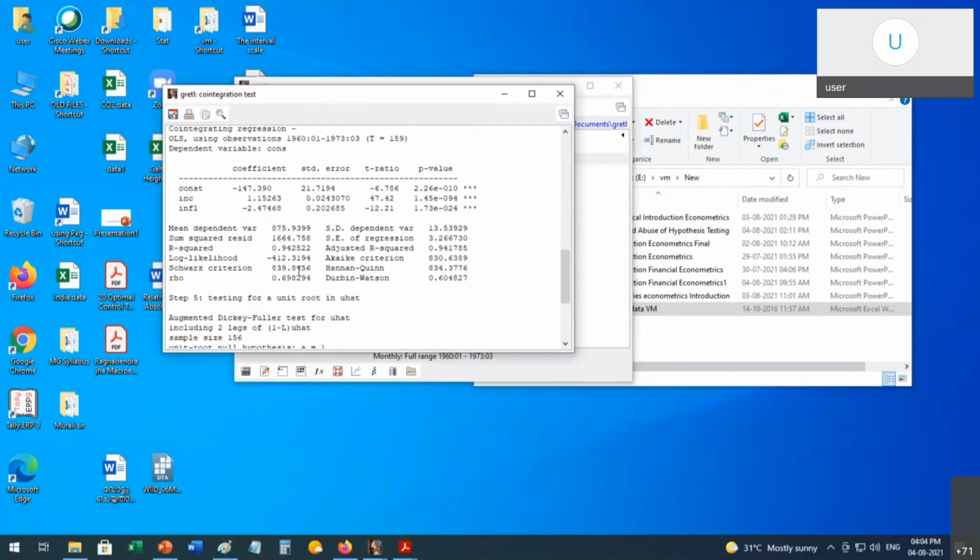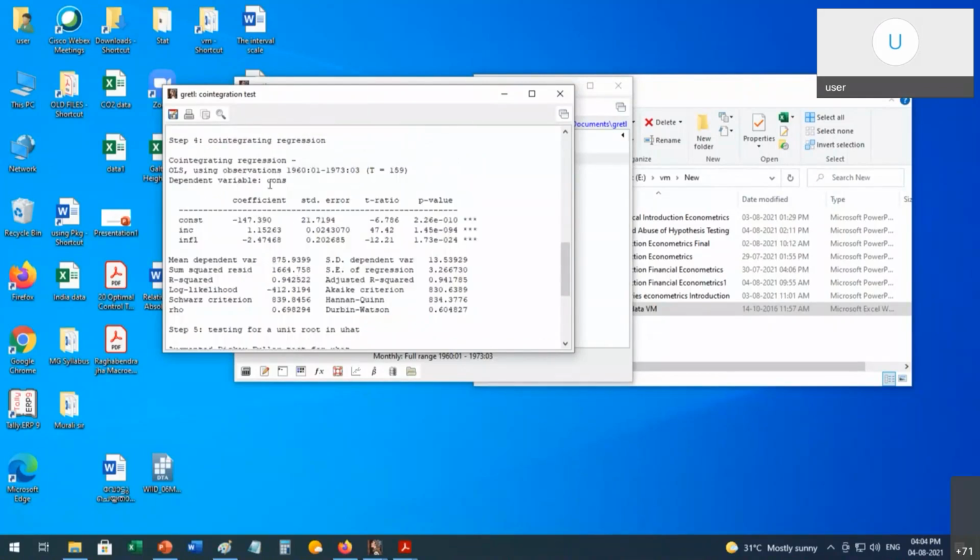Now see here, the co-integrating equation is given in terms of consumption as a function of income and inflation. We are considering only one equation.